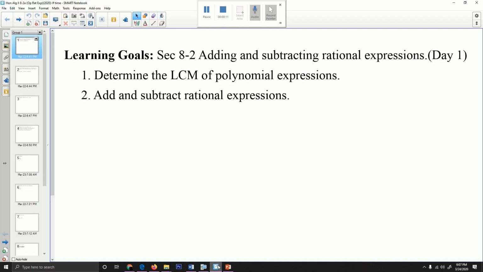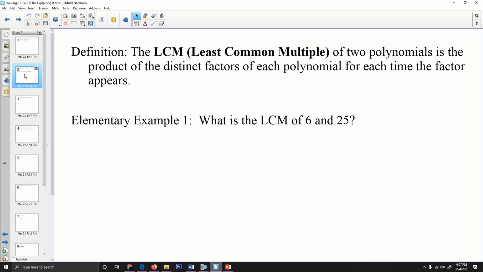Let's get to it. So today we are going to be determining the LCM of polynomial expressions, and we're going to add and subtract some rational expressions. So first, the definition: the least common multiple of two polynomials is the product of the distinct factors of each polynomial for each time the factor appears. Now, that's a lot of words for something that's really not too difficult.